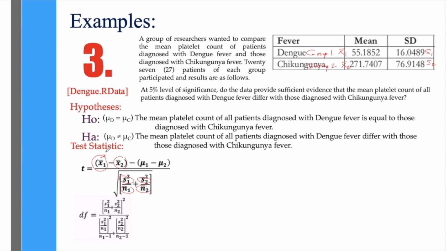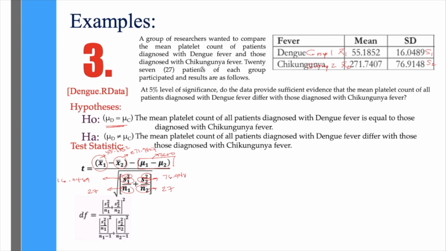So x bar sub 1 will be 55.1852. X bar sub 2 is 271.7407. S sub 1 here is 16.0489. N sub 1 is 27. S sub 2 is 76.9148. Don't forget to square. And then N sub 2 is 27. And again, mu sub 1 minus mu sub 2 is not actually given, but under the null hypothesis is assumed to be equal, then this is assumed to be equal to 0.